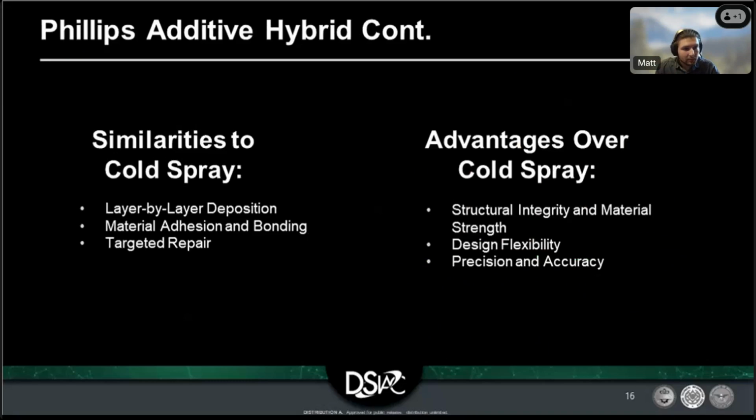All right. So I wanted to touch on this for this system because it's similar to cold spray in the fact that it has layer by layer deposition. It has good material adhesion and bonding. And then you can also target and repair things. And if I don't get to it, someone remind me that I want to go over a new article I found after I submitted this presentation, that it will touch into this. So yeah, it's a similar concept to what cold spray does, but it has a couple advantages: structural integrity and material strength, and then design flexibility because it's on a rotating head, and you can machine back, so you can add on material and then machine it back. You get a bit more design flexibility and accuracy and precision.